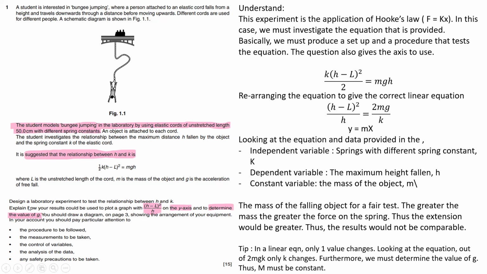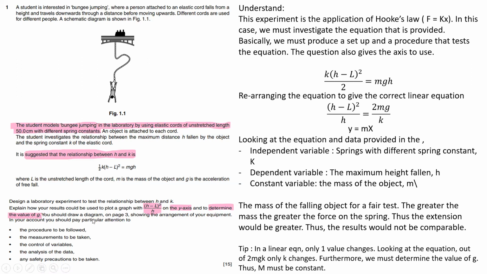Design a laboratory experiment to test the relationship between h and k. Explain how your results could be used to plot a graph with (h minus L) whole thing squared over h on the y-axis. So they've given us the information that we need to linearize the equation. We don't have to do it ourselves, or they want us to do it in a specific way, and to determine the value of g. So g is what we must find. It could be the gradient, it could be the constant, it could be the y-intercept, for example. So you have to find it as such.